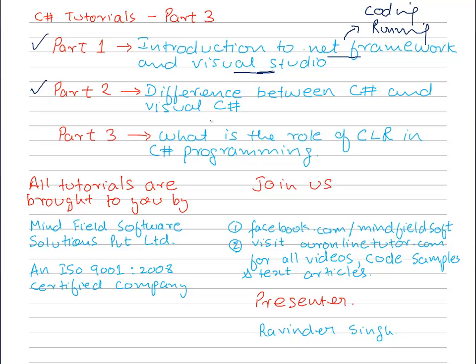In part 2 of this series, we basically understood the difference between C# and Visual C#, wherein we discussed that C# is basically a programming language using which you can write the logic for your software, and Visual C# is a complete technology that you can use to create the UI for your application, which will be a window based UI, a desktop based UI.